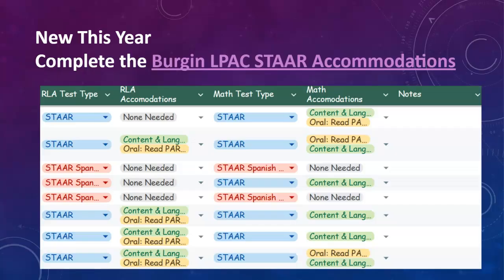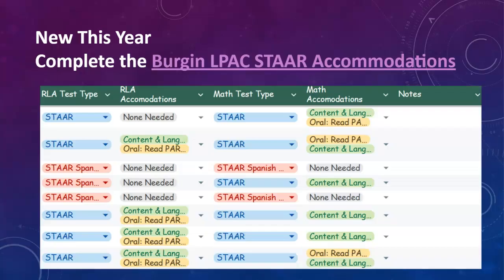This year, before we input our accommodations into Frontline B3, we are going to complete a Bergen LPAC STAAR accommodation spreadsheet. Here is where you're essentially just going to choose the test type, which means just the test language. Remember that if your student is testing in Spanish through LPAC, they do not receive any accommodations. However, they can receive them through either MTSS, SPED, or 504. 6th grade does not test in Spanish at all, so all of your tests will automatically be set to English.